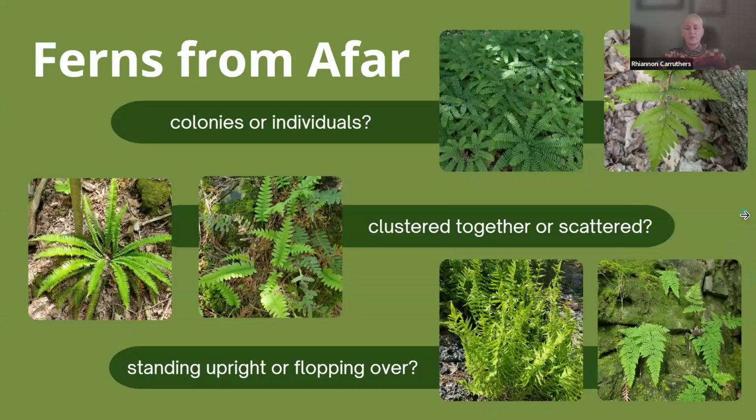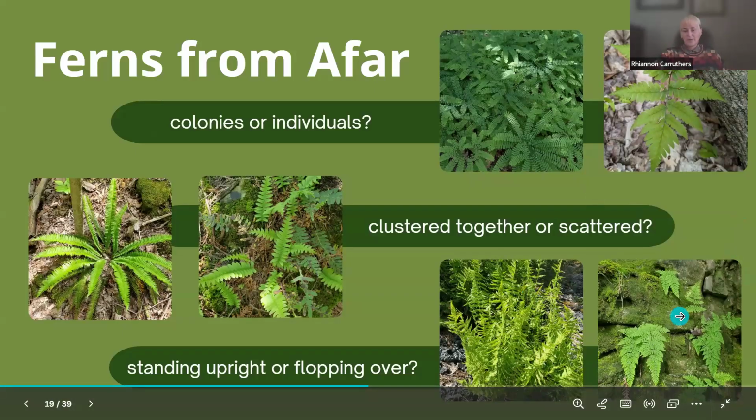So before we even approach the fern and start looking at the individual leaves, we're still looking at them from far away. Are they in a big colony or are they individual ferns? Are they clustered together coming out of sort of one spot or all scattered? And are they standing upright or flopping over? I had a kid tell me that these ferns looked like they were sleepy. So do your ferns look very awake or do your ferns look sleepy?